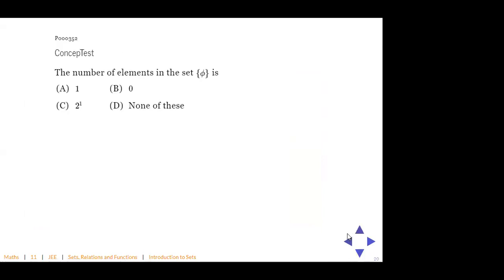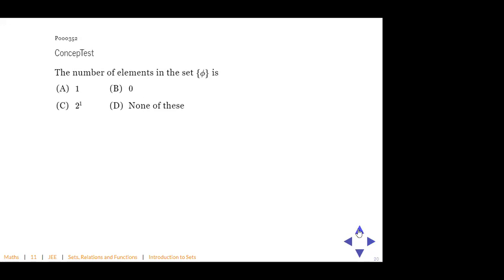Now tell me this one. The number of elements of set phi is. Yes, very good. Correct. It is 0. The answer is 0, right? The answer is 0.